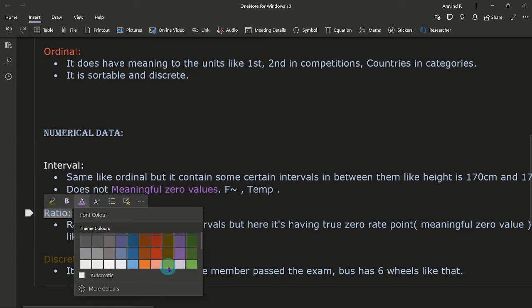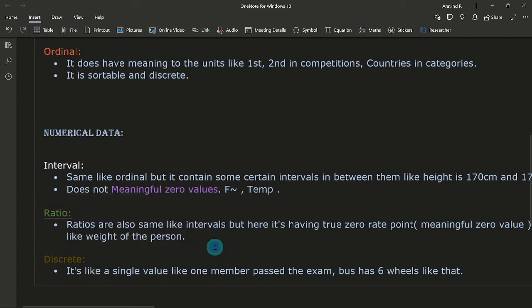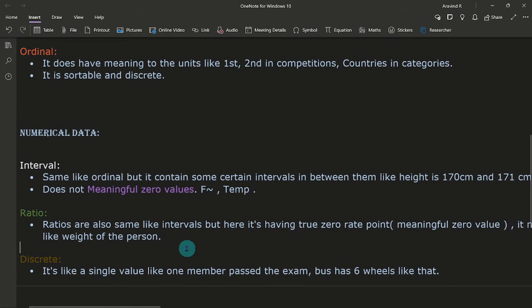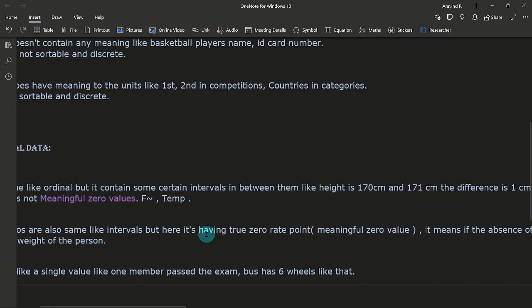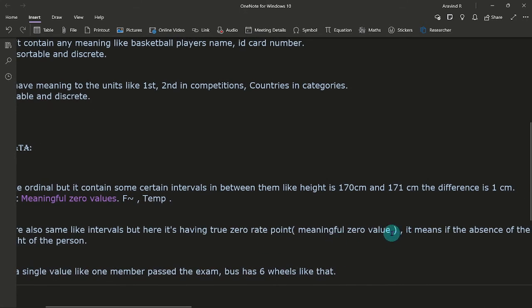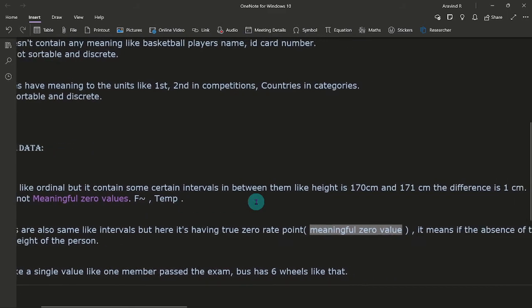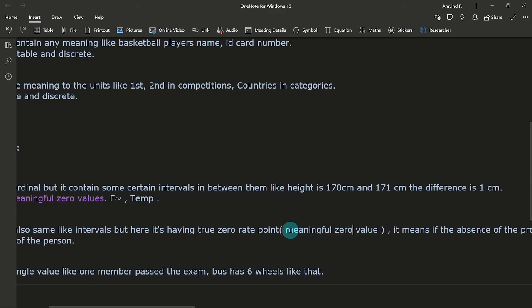Then we have the ratio data type. What is ratio? First, I will read this, then we can get to know what it is. Ratio is also the same as interval, but there is a true zero point. A meaningful zero value. Okay, guys, meaningful zero value. This is what I told before. In interval there is no meaningful zero value, but in ratio we have a meaningful zero value.